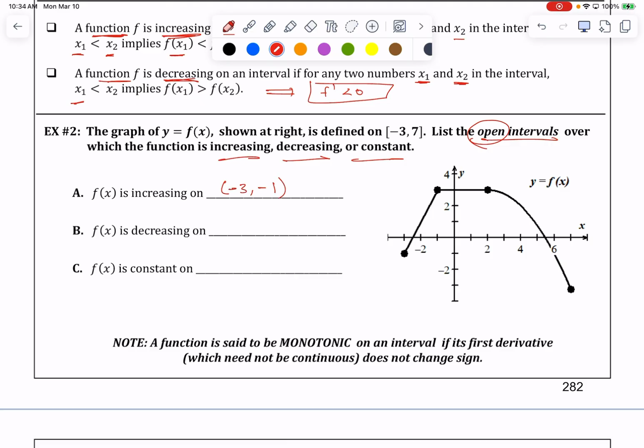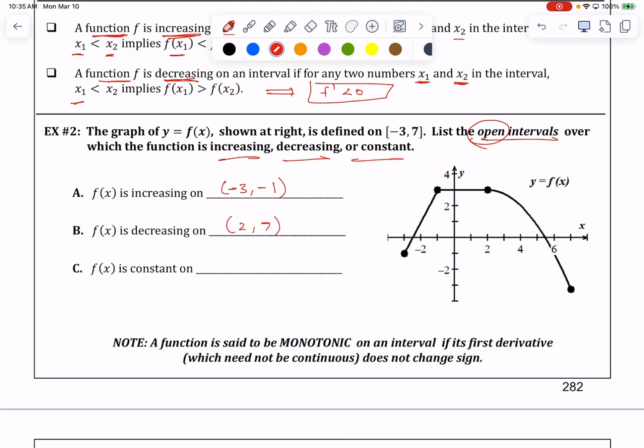When we do increasing and decreasing, we never use brackets. We always use parentheses. All right, where is it decreasing, everybody? 2 to 7, parentheses.